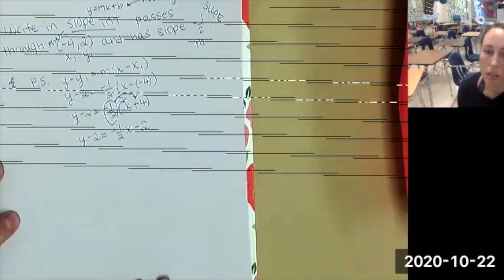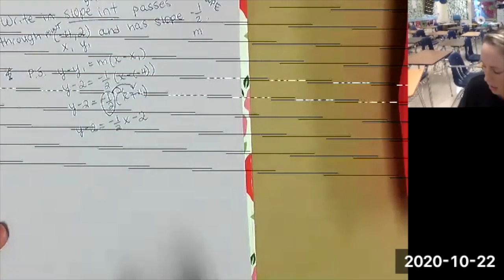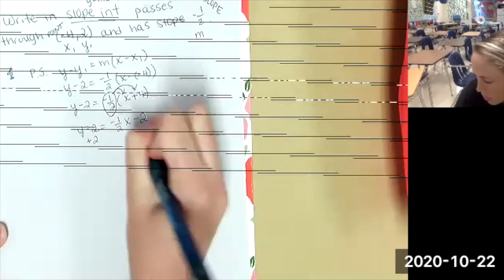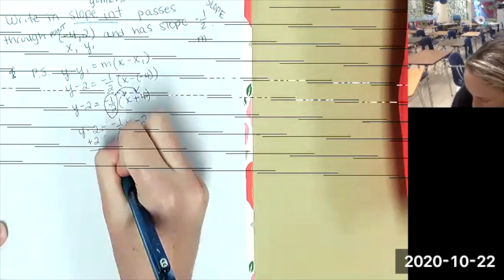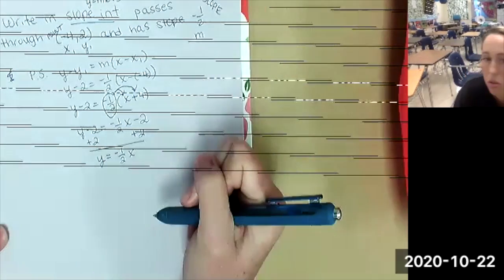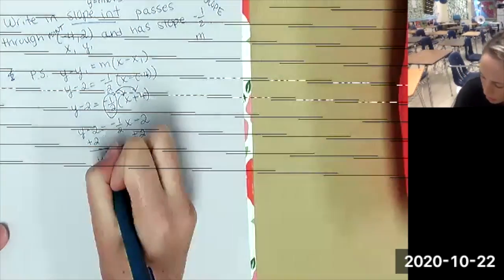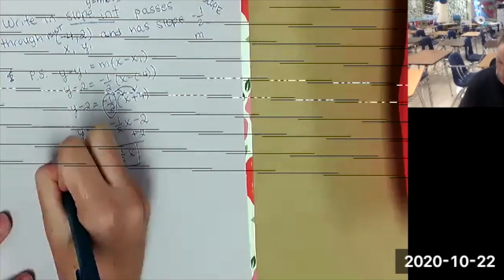So there's a 2 being subtracted from y. So the opposite of subtracting 2 is to add 2 to both sides. And then we get y equals -1/2 x, and -2 plus 2 equals 0, and we don't have to put the 0. And that's slope-intercept form.